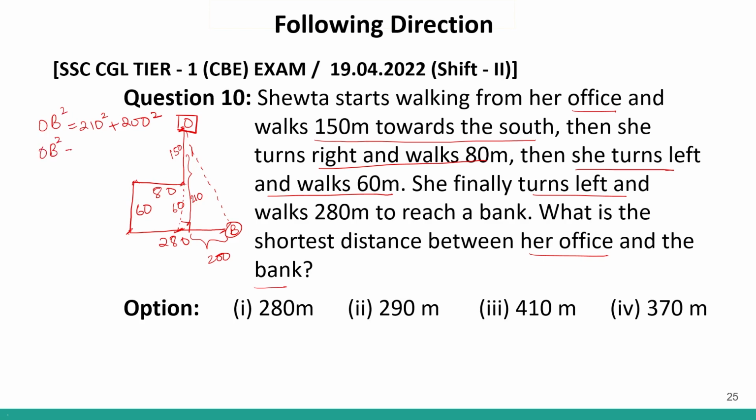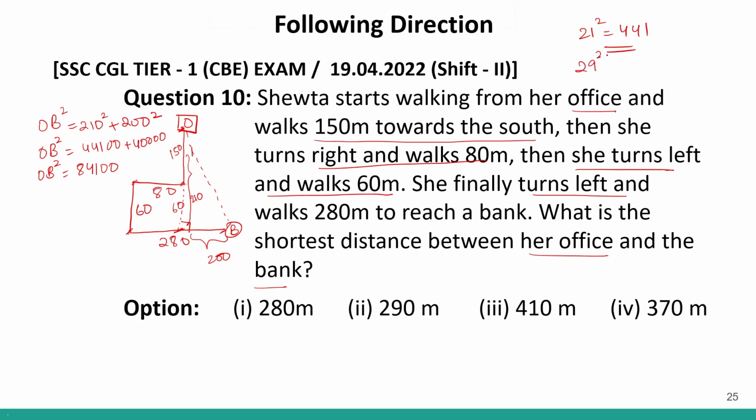So OB square will be equal to how much? For your reference, 21 square is 441. Okay. This will be 44100 plus 40000, correct? So OB square will be 84100. This is how much it will be.